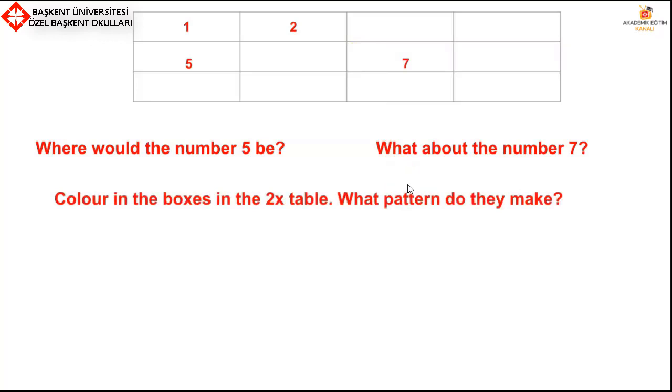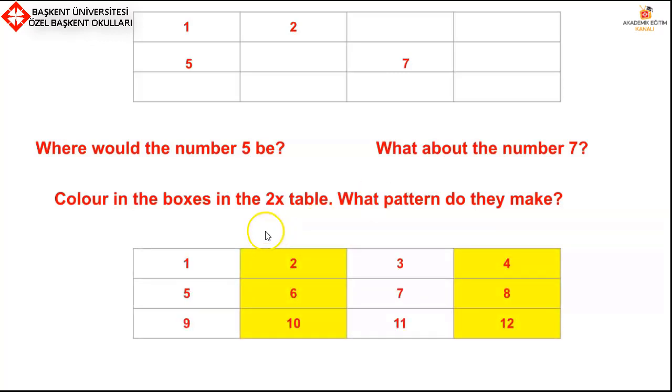Okay, so let's have a look at the 2 times table. What pattern do they make? If I coloured in all the 2 times table, so 2, 4, 6, 8, 10, 12, they're making a vertical grid pattern. The vertical means they're going down.